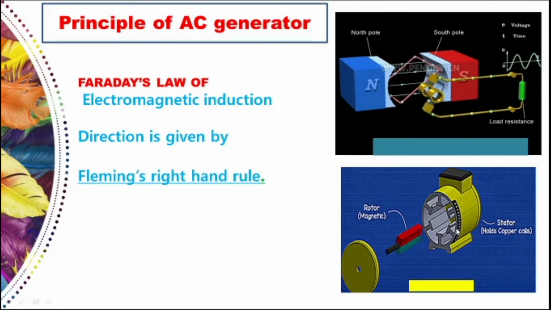Hope you understand, students. This first method is used for small AC generators, while this rotating field type is employed for large AC generators. The rotating field method is the one which is mostly used in power generation, in power stations.